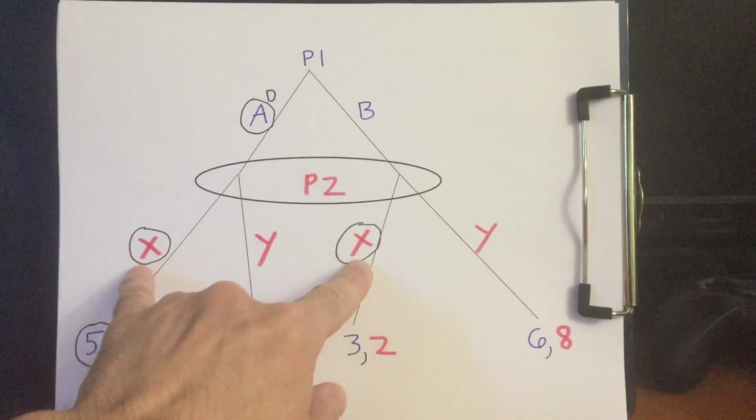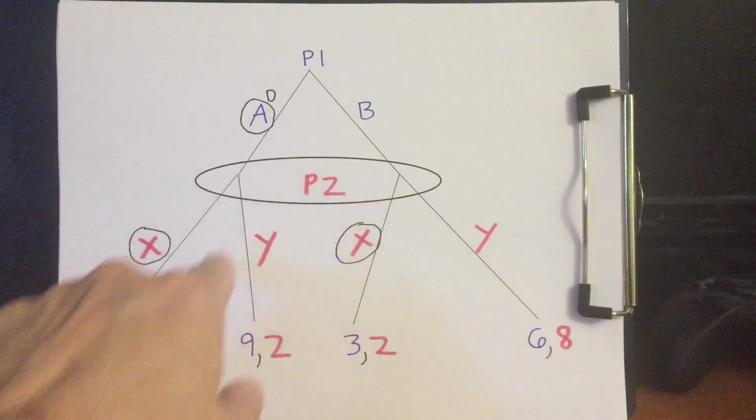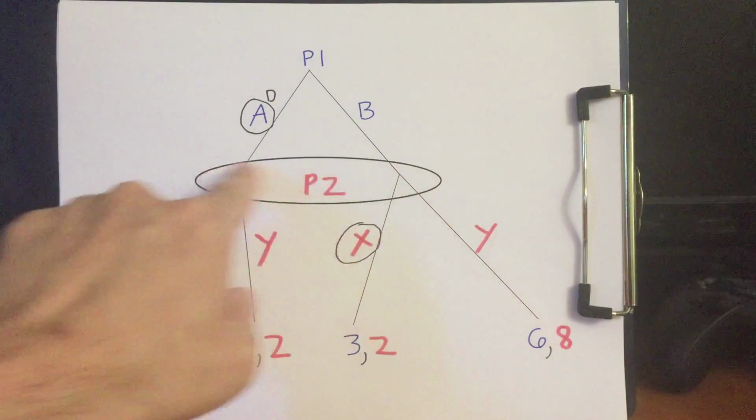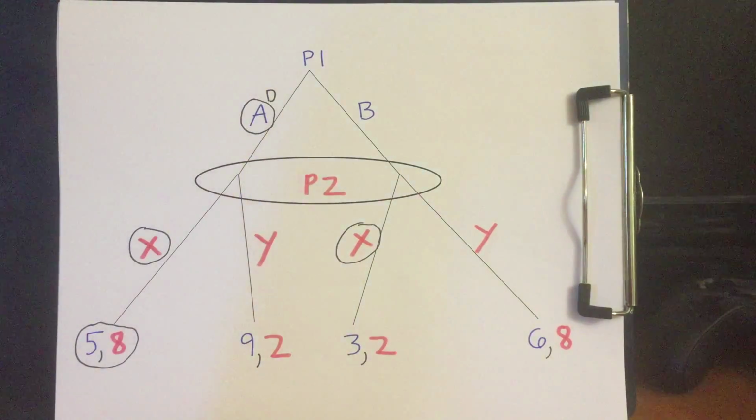So player 2 will circle both X's, and the parties will end up right here. Now, in the games with certainty, recall we solve them by going backwards. We can't do that with this game because player 2 doesn't know if he is here or here, so we can't use the backwards approach we used in past games.